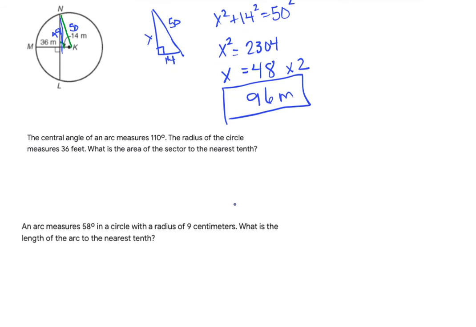Next one says the central angle of an arc measures 110 degrees. The radius is 36 feet. What is the area of the sector? So this one, we use the area of a circle and then just multiply it by 110 over 360. So radius squared times pi times 110 over 360. I get 1,244.1 feet squared.